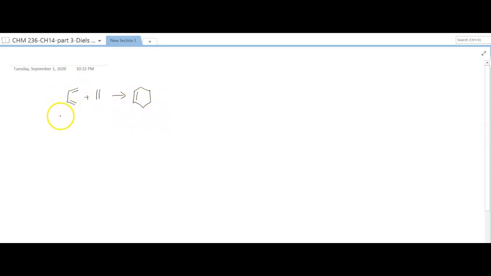This part is called the diene. There are two pi bonds here, and then this one is called the dienophile, something that likes a diene. This reaction is also classified as a 4+2 cycloaddition, because of the four atoms that are involved in this pi system and the two atoms that are involved in this pi system.